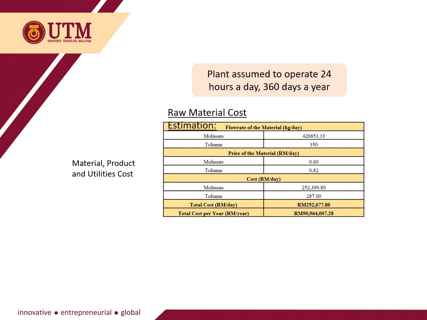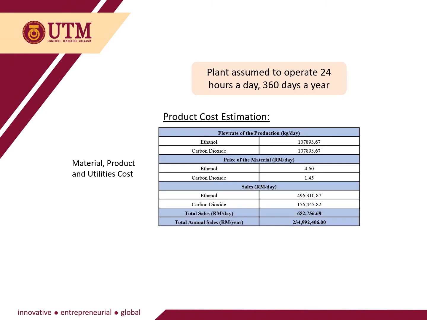Next, we will talk about the material, product, and the utility cost of the plant. The plant is assumed to operate 24 hours a day and 360 days a year. So for the raw material cost estimation, we found out that the cost per year is approximately 90 million. Then we have our product cost estimation, where the same operation period is used for the calculation of this product cost. So we can see that the total annual sales that we have is about more than 200 million as well.